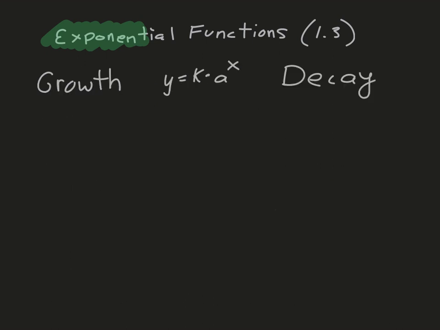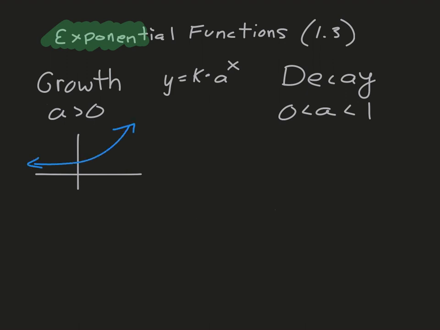Now we're going to take a look at what makes an exponential function a growth function or a decay function. So we're just going to define these functions in general as having some constant out front times a to the x, where a is our base. A growth function has an a value that's greater than 0. A decay function has an a value that is between 0 and 1. And again, the a value here is the base of the exponential function.